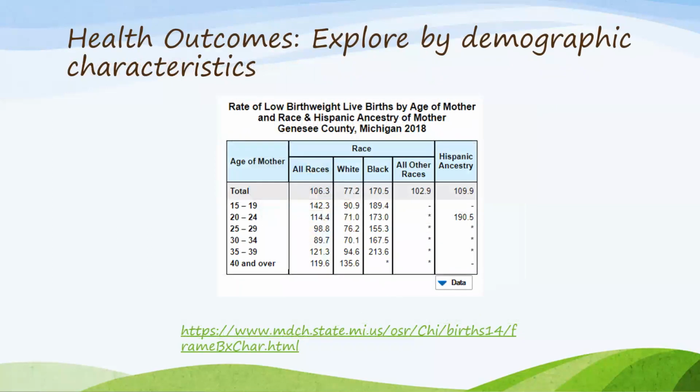This last example illustrates how you can pull indicators for yourself from MDHHS's Vital Records site. This example focuses on low birth weight in Genesee County. The site allows you to pull data in a variety of ways. In this case, we're looking at race, Hispanic ancestry, and age. We can clearly see that babies who are Black are much more likely to be born with a low birth weight than babies who are white.